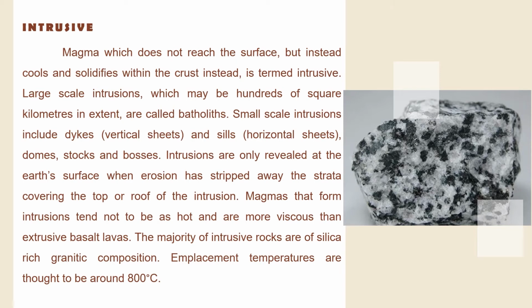Intrusions are only revealed at the Earth's surface when erosion has stripped away the strata covering the top or roof of the intrusion. Magmas that form intrusions tend not to be as hot and are more viscous than extrusive basalt lavas. The majority of intrusive rocks are of silica-rich granitic composition, and placement temperatures are thought to be around 800 degrees Celsius.